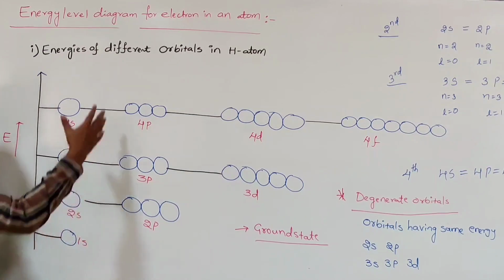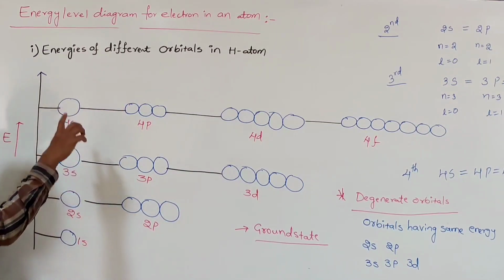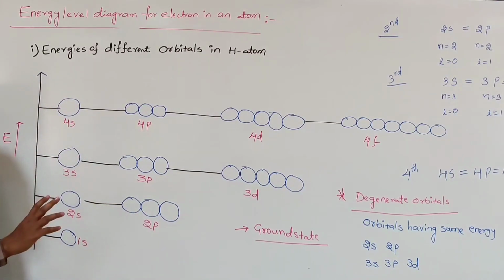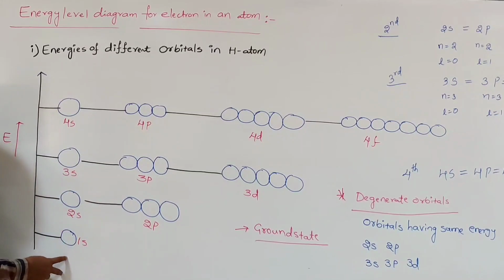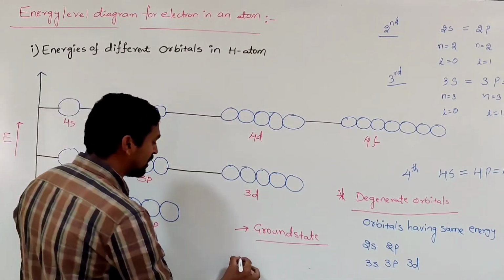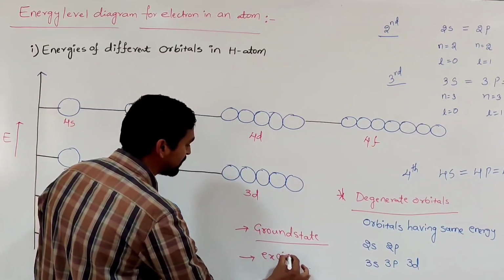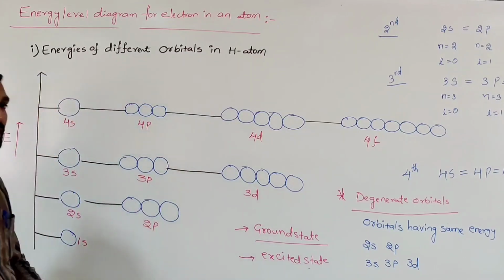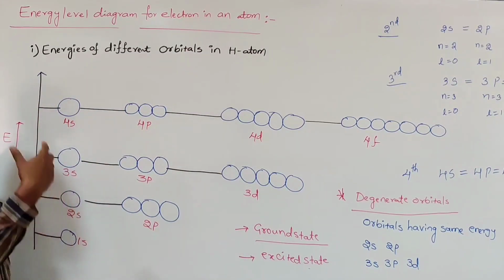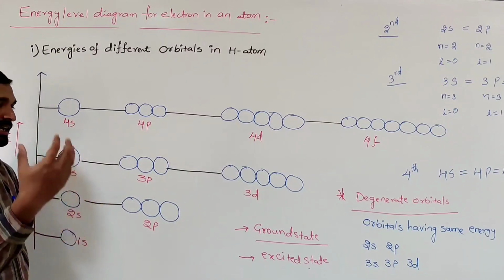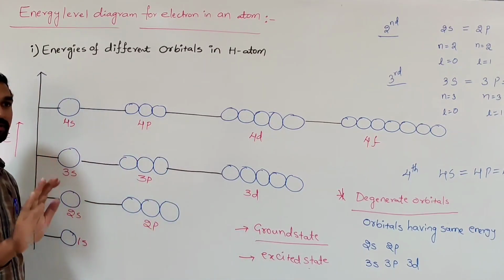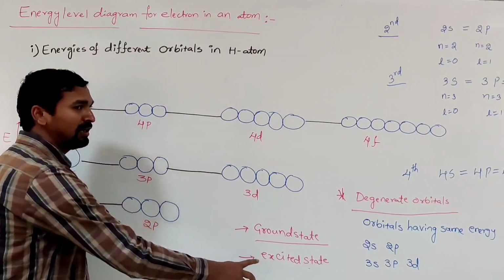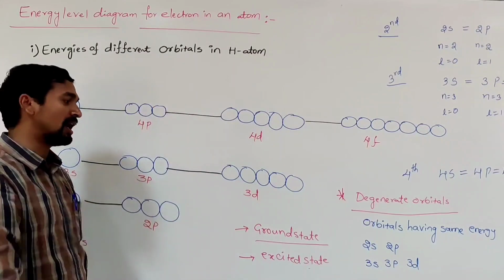Suppose instead of the 1s orbital, the electron is present in 2s or 2p or some other higher orbitals. Then those orbitals or subshells correspond to a less stable state and have higher energy than 1s. So those states are called excited states. We commonly discussed these in inorganic chemistry: ground state, first excited state, second excited state, third excited state, and so on. The ground state is always the most stable state with the lowest energy. The excited state is the less stable state with more energy.